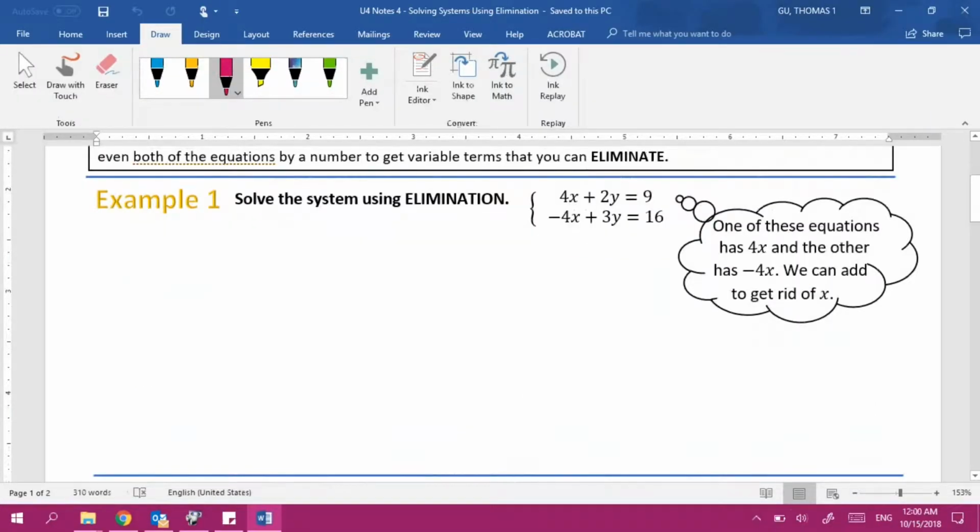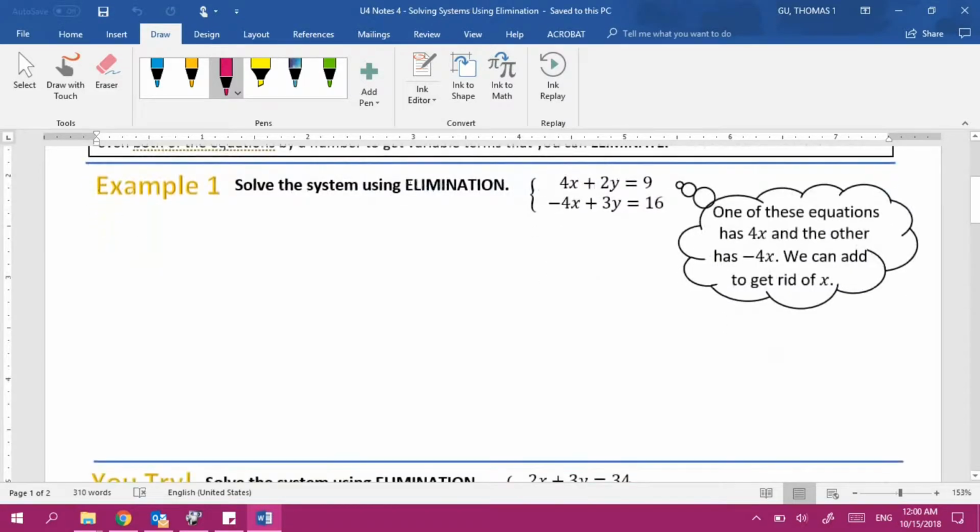Example number 1 is really going to walk you through the steps of elimination. Check out this system of equations: 4x plus 2y equals 9 and negative 4x plus 3y equals 16. One of these equations has 4x and the other has negative 4x. We can add to get rid of x. If we add those equations together, the 4x's will just cancel out.